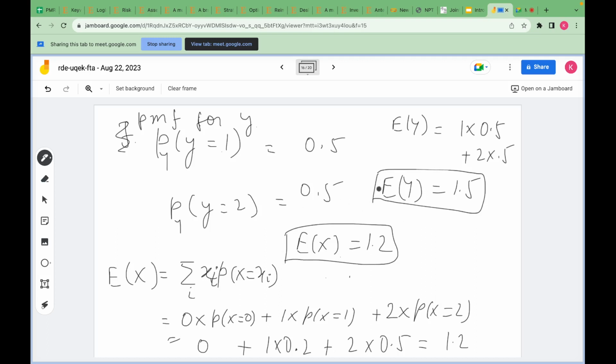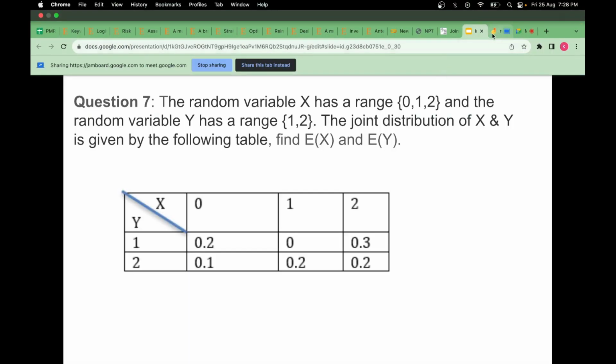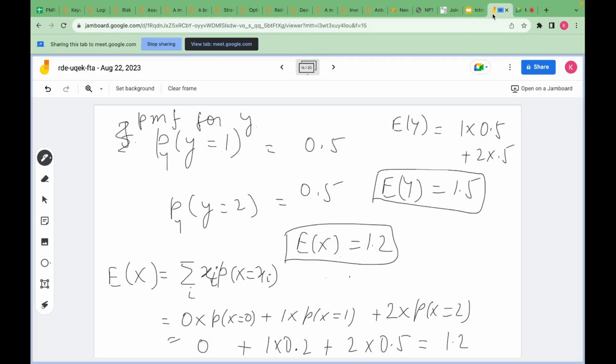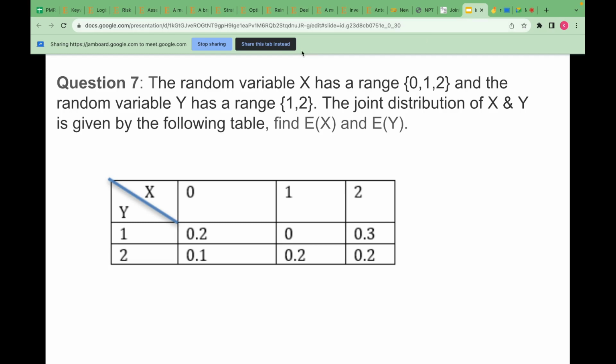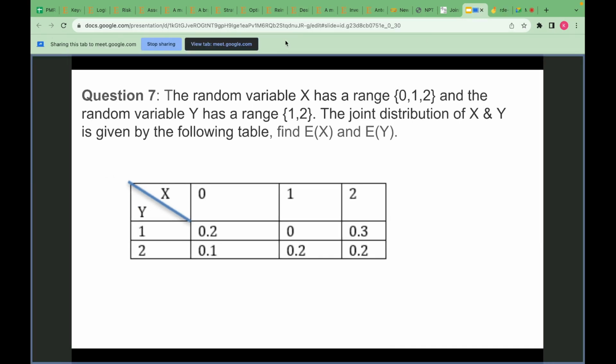These are the expectations for x and y. Okay, so I hope this is clear. So now we will move to the next question.